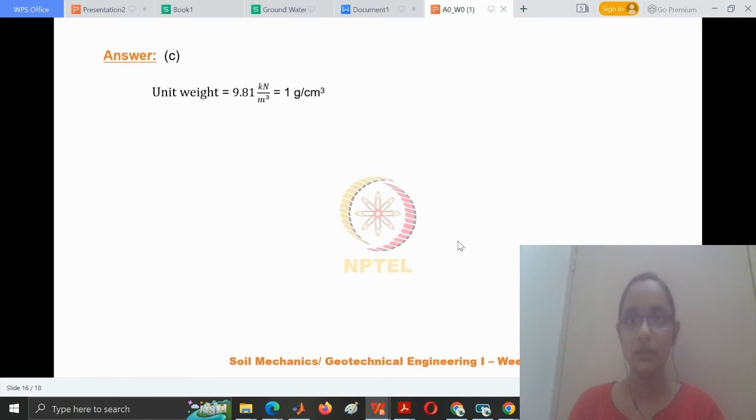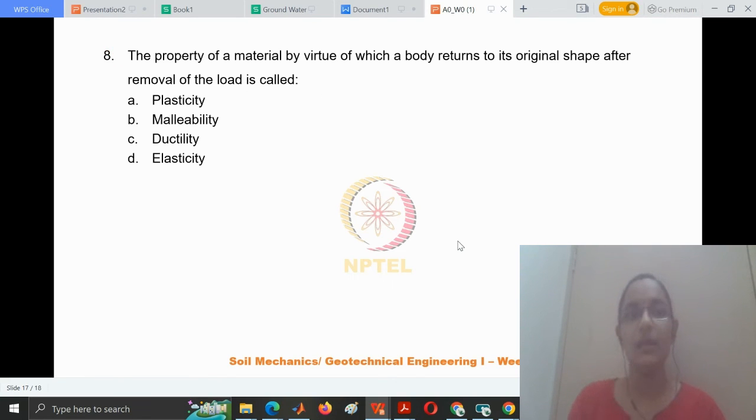All right. The last question for the day. The property of a material by virtue of which a body returns to its original shape after removal of the load is called: option A, plasticity; option B, malleability; option C, ductility; and option D, elasticity. Again, here we need to know what is plasticity, malleability, ductility, and elasticity. Yes, the answer is option D, elasticity.